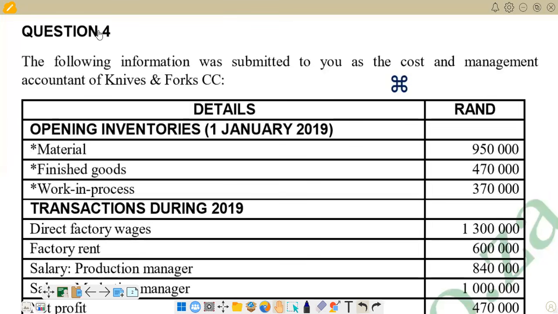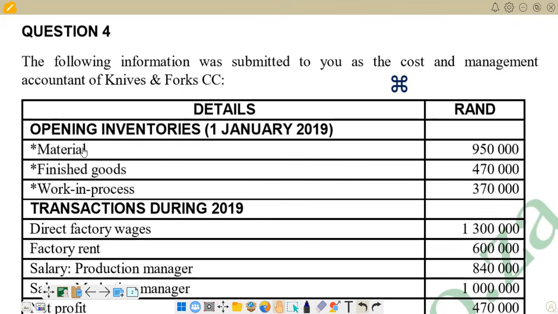This question was question 4, and it reads: the following information was submitted to you as the cost and management accountant of Knives and Forks CC. And then we are given the details of the information that we have. We've got the column for details, and then a column for the amount in terms of the value of money, the rand. Then at the beginning, we are given opening inventories.